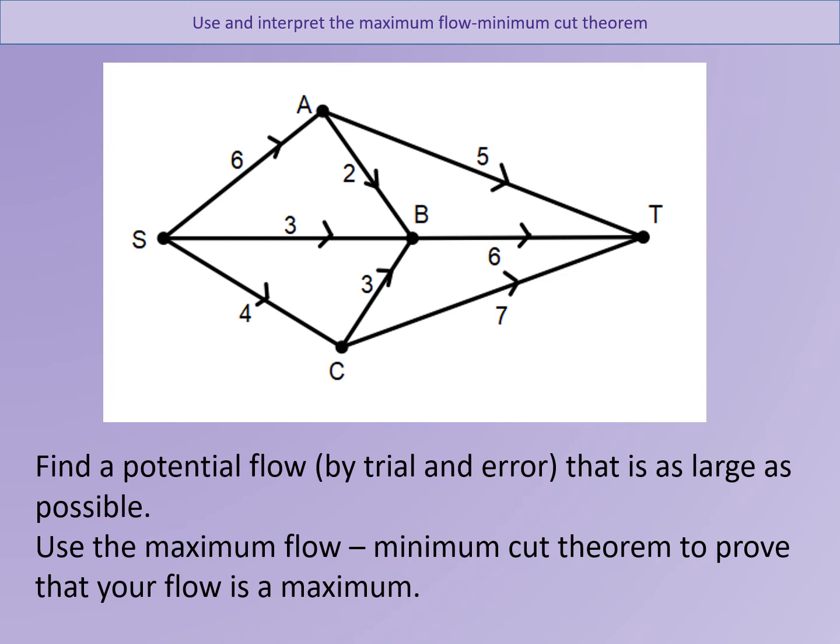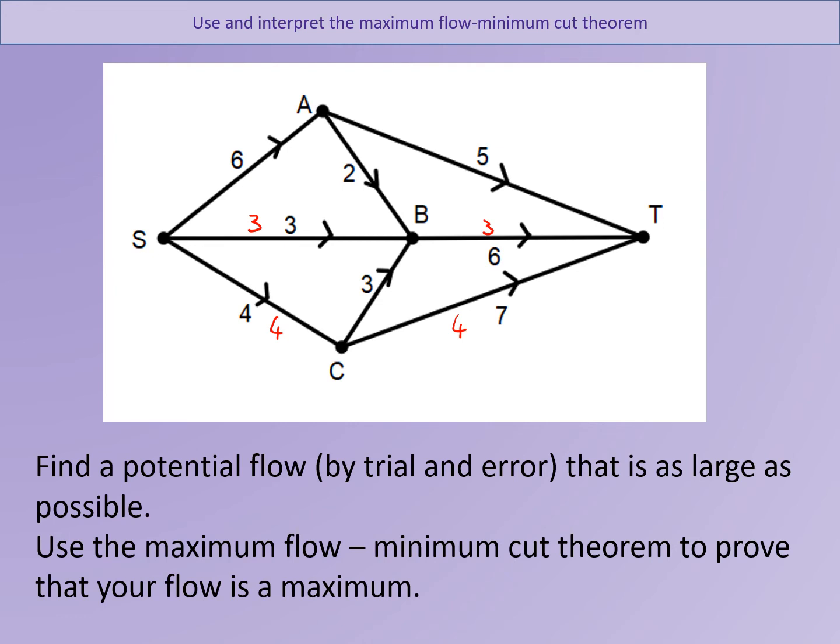So we could start by saying, well, if we were to travel along the path S-C-T, the maximum flow along there could be 4. So we could have 4 from S to C and 4 from C to T. Now, although CT does have a higher capacity, we are limited by the fact that SC only has a capacity of 4. So we could then consider S to B to T. That is restricted by the capacity of SB being 3. So we could put 3 along S to B and 3 along B to T.